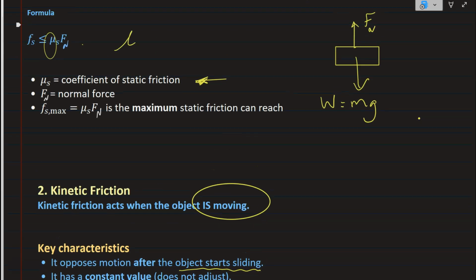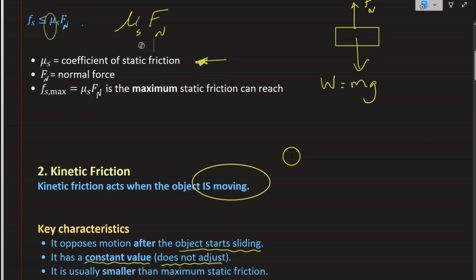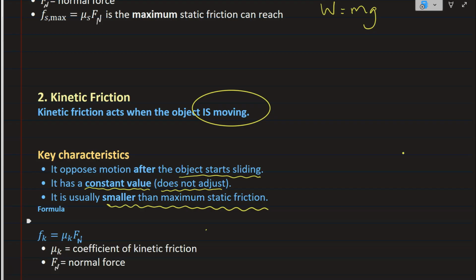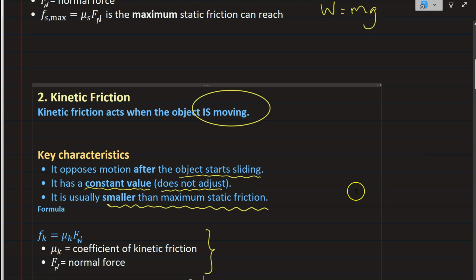But remember the static friction, the value can change up to a maximum value, which is mu, the coefficient of static friction, times the normal force. That's the maximum value it can be for static friction. But for the kinetic friction, the value is constant. The moment it starts moving, the value stays the same, and it's usually smaller than the maximum static friction. Okay, and these are the components of it. That's the kinetic friction.